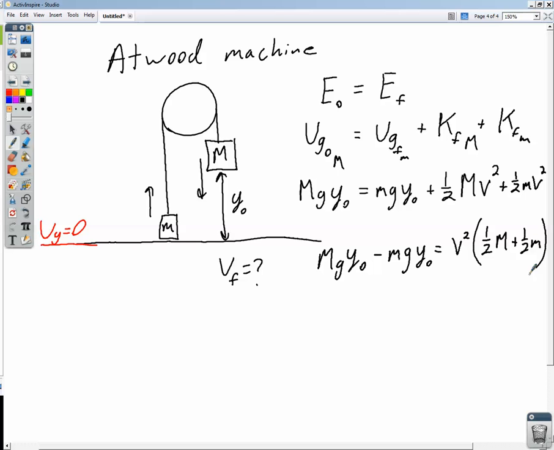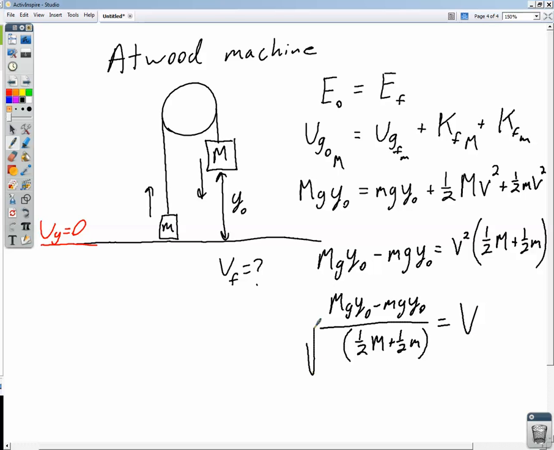Dividing by big M plus little m, so big M g y naught minus little m g y naught divided by the stuff in the parentheses is equal to v squared. Let's go ahead and take the square root. And that's going to give us the velocity of big M and little m when big M hits the ground.